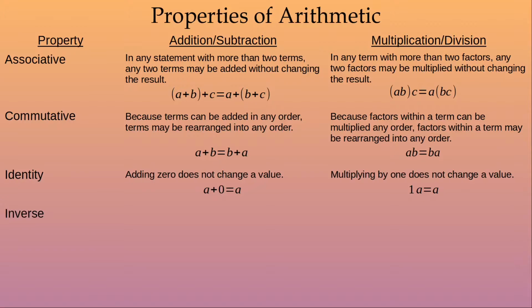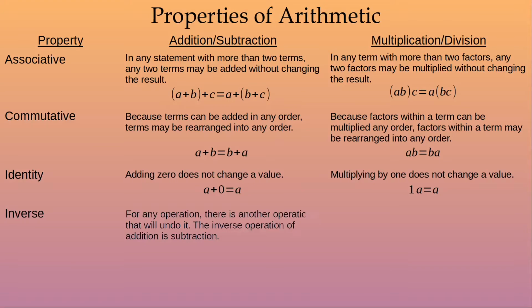Next property is called the inverse property. The inverse property is all about what operation undoes or reverses or cancels another operation most directly. And so when we talk about the inverse property, we'll also be talking about what are called inverse operations. So for addition, the inverse operation is subtraction. It's the thing that undoes addition.